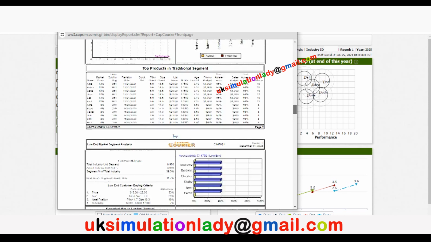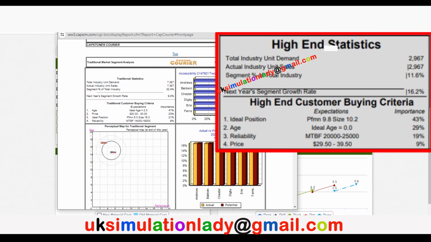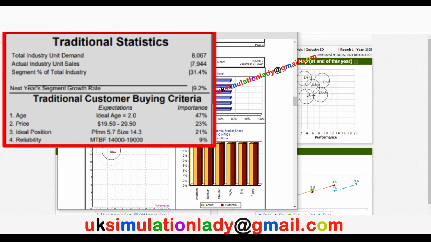There are 5 market segments in Capsim: traditional, low-end, high-end, performance, and size. Market segment analysis reports give information about what customers expect the product in that segment to offer. For example, in the traditional segment, they expect a product in that segment to have an age of 2 years, a price of between $20 and $30, and an MTBF of between 14,000 and 19,000.